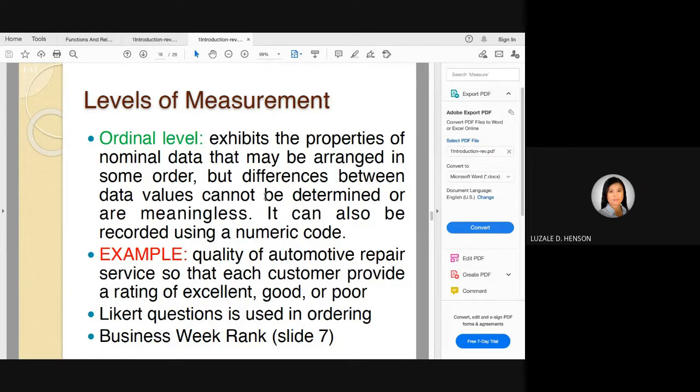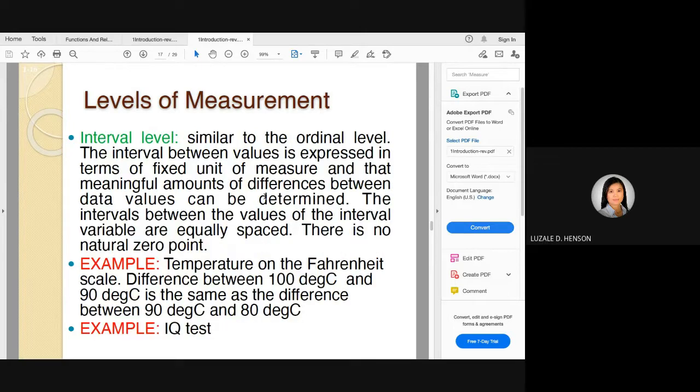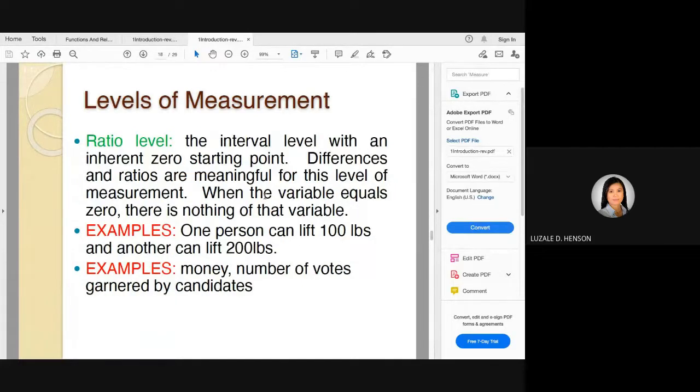Correct? Kasi nag-assign ka nga lang ng values doon. Pero dito sa interval level, ang difference ng 90 and 80 is 10 units. Pareho yan sa difference ng 60 at saka 50. 10 units din. Kaya pwede mo masabi na merong differences doon sa kanilang measurements. Pero yung ratio dito walang meaning. Kasi ang ratio dito lang magkakaroon ng meaning sa ratio level. So, yan ang difference ng interval at saka ratio.